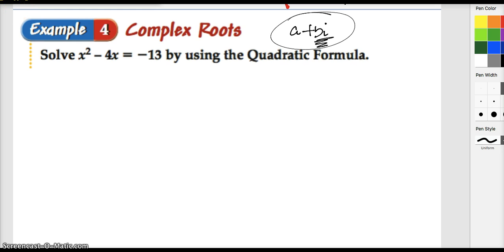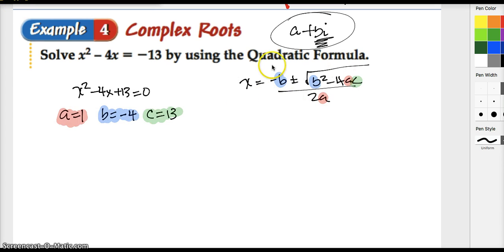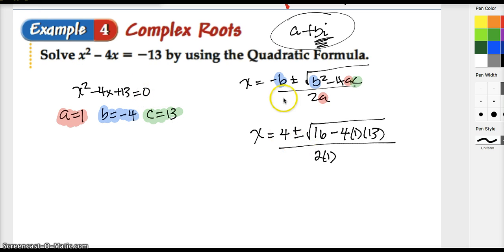So we're going to do all the same stuff. Using the quadratic formula, here's what we do. I grab my good friend, the quadratic formula. I move this 13 over to the other side so that it's in the correct form. I figure out what A, B, and C are. Now I'm going to plug them in. When I plug in this minus 4, the opposite of minus 4 is plus 4. So I have 4 plus or minus all of this stuff here, which we're going to soon talk about as a discriminant. And we're going to simplify underneath the radical.